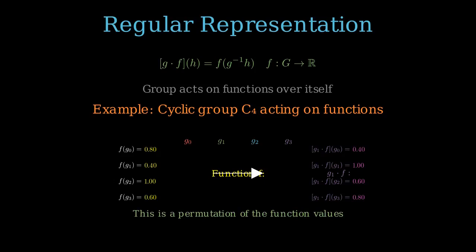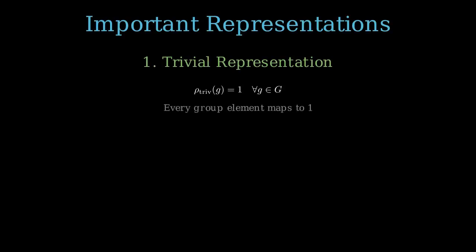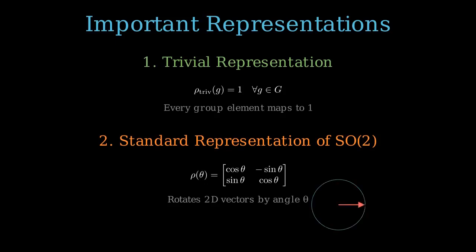We can have a trivial representation which maps everything to the identity. So everything is trivial and not interesting. And we can have a standard representation, like for the group SO(2). We can show it by this matrix, which rotates the 2D vector by an angle.